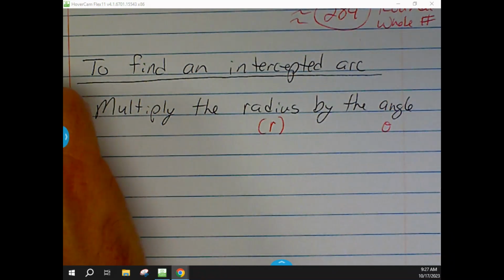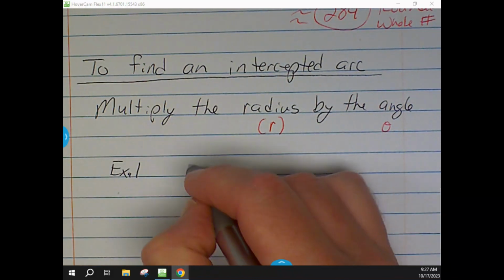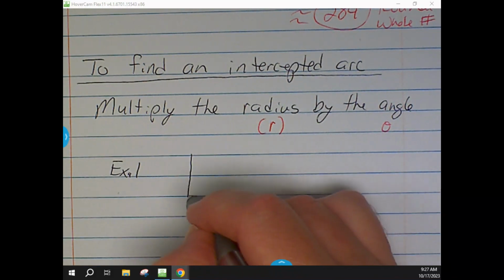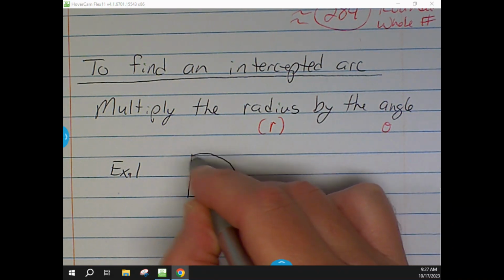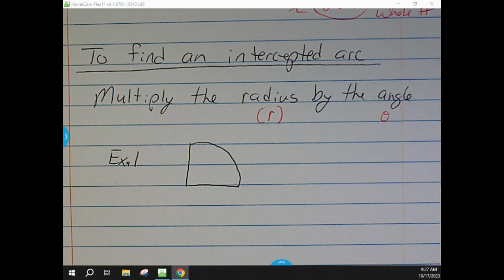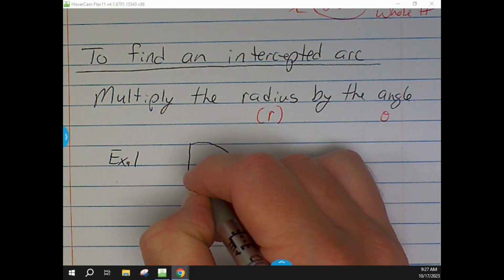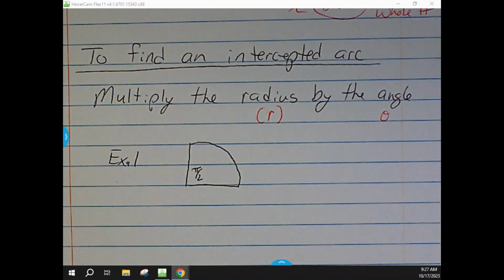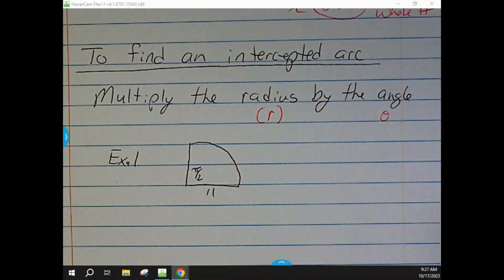Okay, and this one is going to be pretty straightforward. They're going to give you a drawing of a chunk of a circle. This is a pi over 2, so that's a right angle that we've got, so it's pi over 2. And they're going to tell you the radius in this case would be 11 inches, 11 feet, doesn't matter, just 11 units.